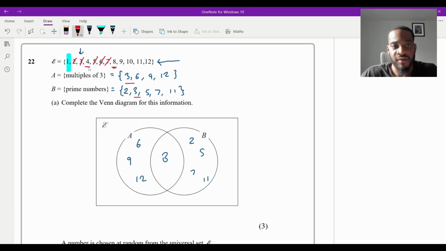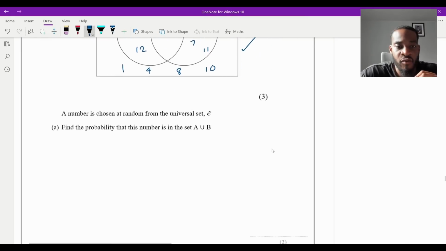Let me just underline the ones that we haven't used. We haven't used a 1 either. We've used a 9. We haven't used a 10, but we have used 11 and 12. So these numbers, 1, 4, 8, and 10, where would they go? They will go on the outside of your Venn diagram, or on the outside of the two circles. So it'd be 1, 4, 8, and 10. And that would be your completed Venn diagram question. So make sure you don't forget to do the outside.